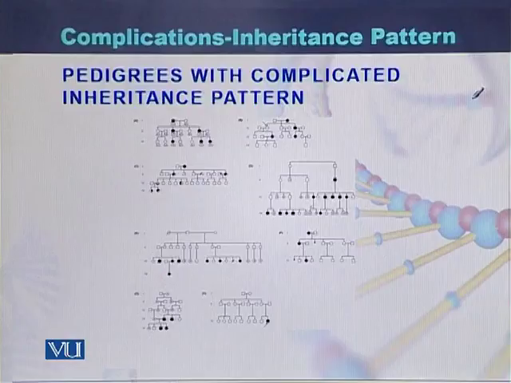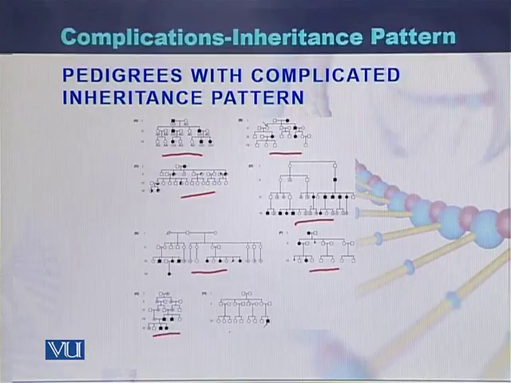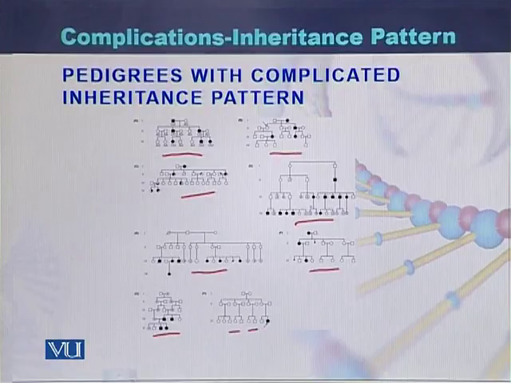These are some of the pedigrees in which we can see that the pattern of inheritance is complicated. So these are examples of all those patterns. All these patterns of inheritance are not according to autosomal dominant, autosomal recessive, X-linked dominant, X-linked recessive, or Y-linked inheritance. So these are the patterns which deviate from the basic inheritance pattern.